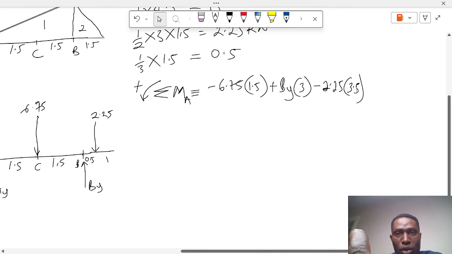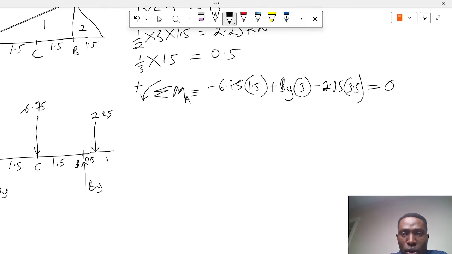We say that the sum of the moments about a point in engineering statics is equal to 0. From this equation, you could solve for BY. And BY, if you solve this equation, you get 6 kilonewtons.